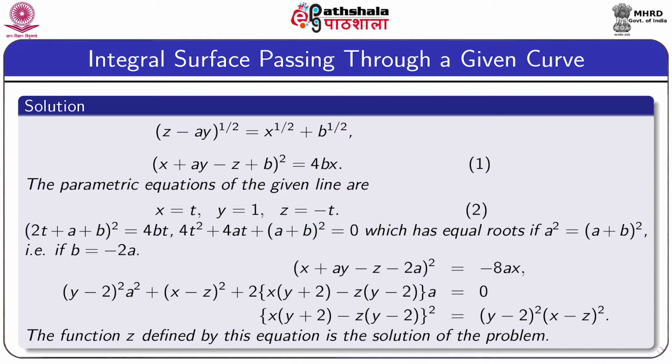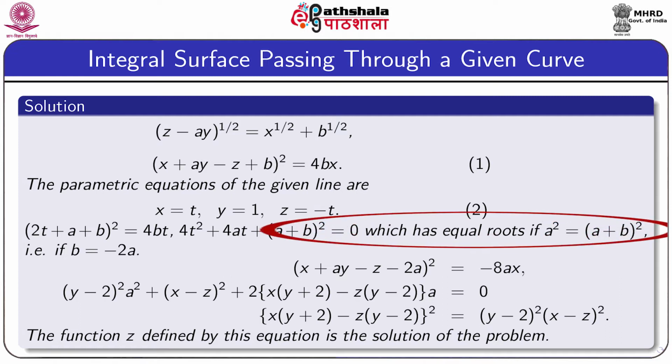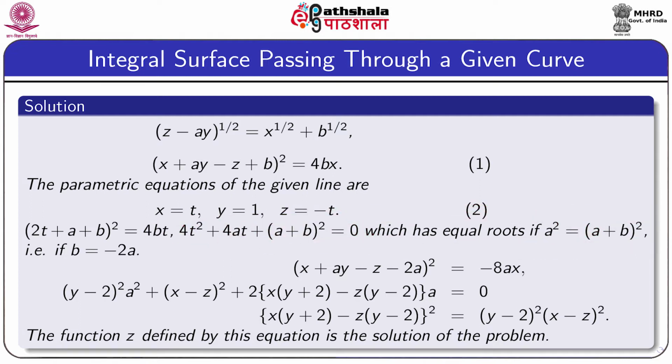If we substitute the values of x, y, z from 2 into 1, we get a relation which is written here: 4t square plus 4at plus (a plus b) whole square equals 0. Since this is the envelope of the given system, it has two equal roots. So the condition of two equal roots gives a square equals (a plus b) whole square, and after simplification we get b equals minus 2a.